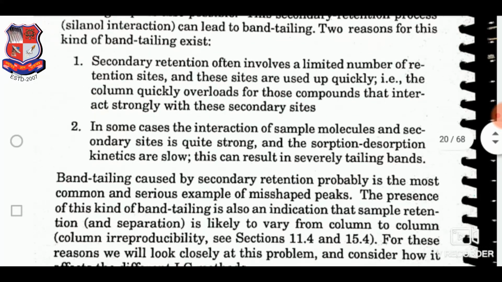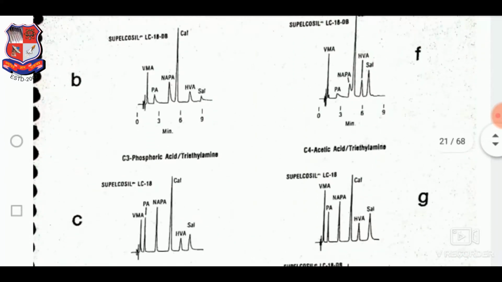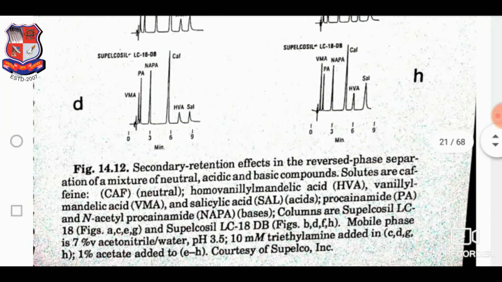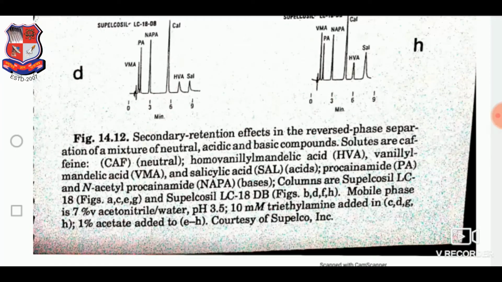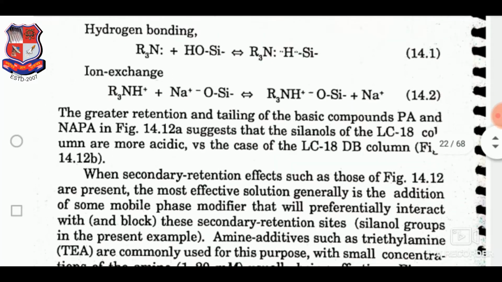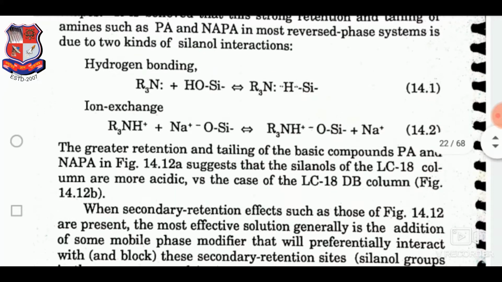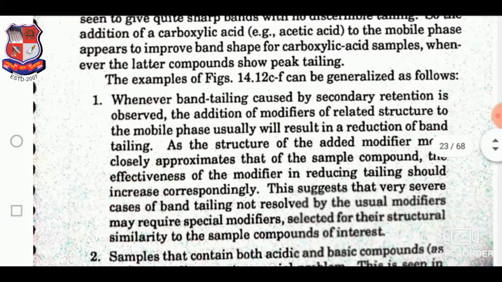Secondary retention effects in reverse phase LC. Here are several chromatograms representing the secondary retention effects. These are the possible reactions in ionogenic compounds, and these are for the secondary retention. These are the reactions involved. Whenever band tailing caused by secondary retention is observed, the addition of modifiers of related structure to the mobile phase usually will result in the reduction of band tailing.